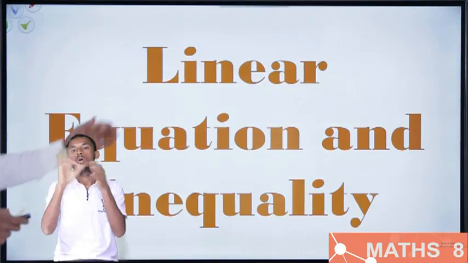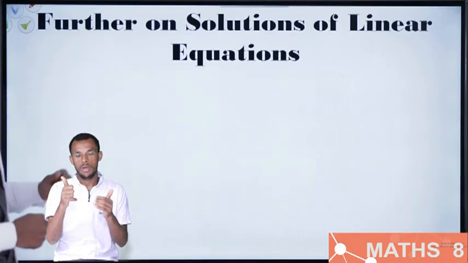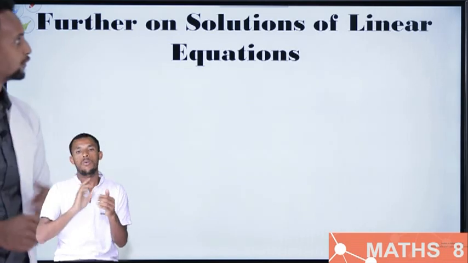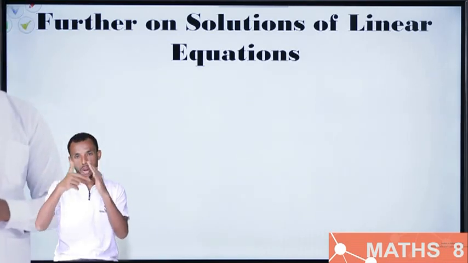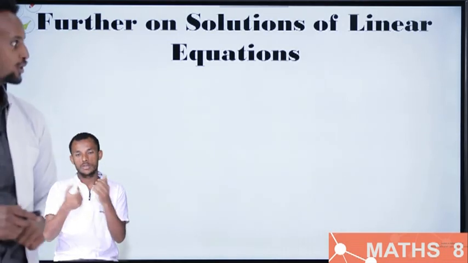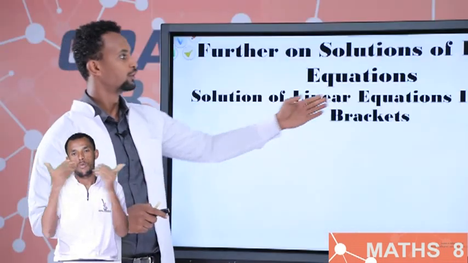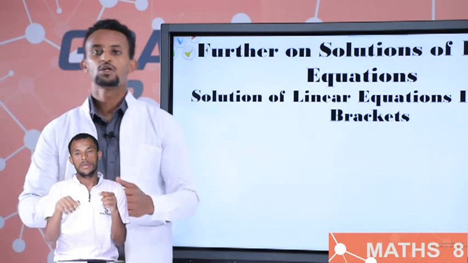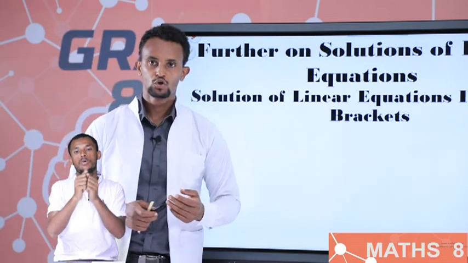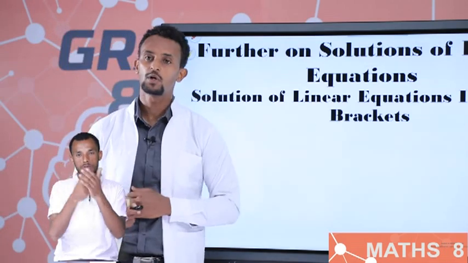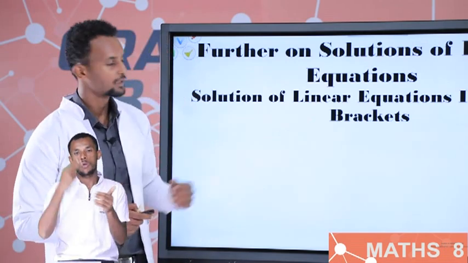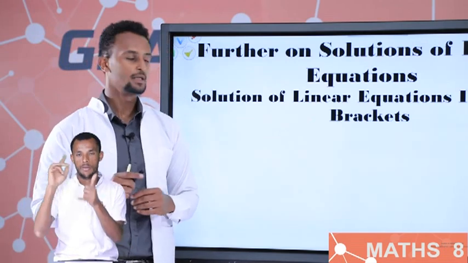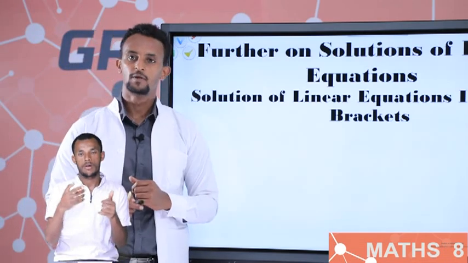In the case of linear equations and inequalities, first we saw how to solve a linear equation. In solving linear equations, first let's see the solution of a linear equation involving brackets. That means an equation with brackets. To solve this kind of equation, we use different kinds of mechanisms. The first thing is removing the bracket.